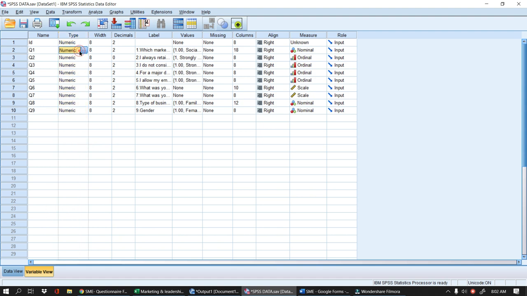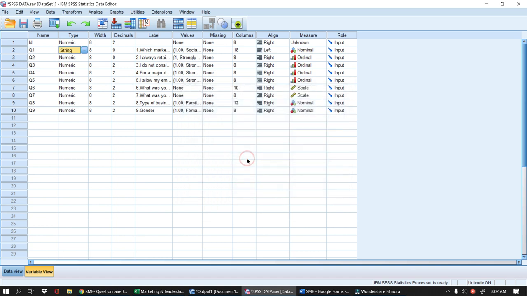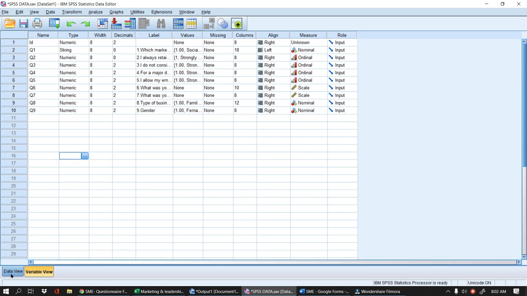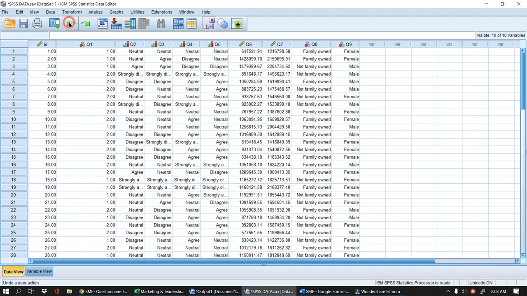If you had made a mistake and this was made as a string variable, the problem would be that you will see the small letter a. This would mean that SPSS will not be able to analyze this variable. So normally it should be like this.